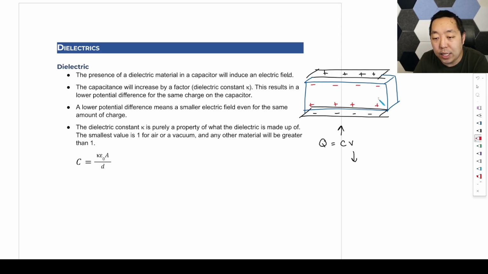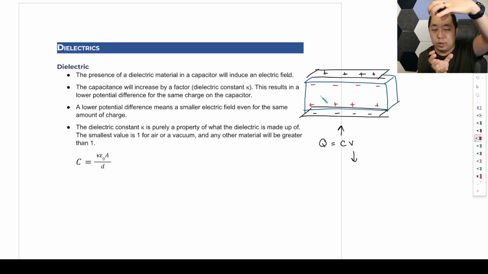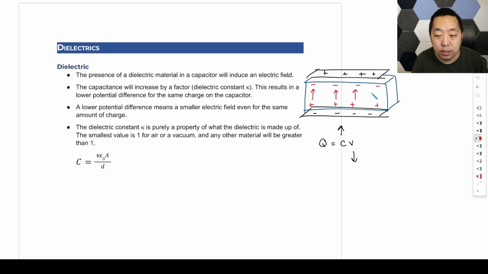Inside it, the ions and molecules will align so that more of the positive charges are on the bottom side towards the negative plate, and more of the negative charges are towards the top. And so it creates its own internal electric field within here that will cancel out part of the electric field. So the electric field ends up going down.